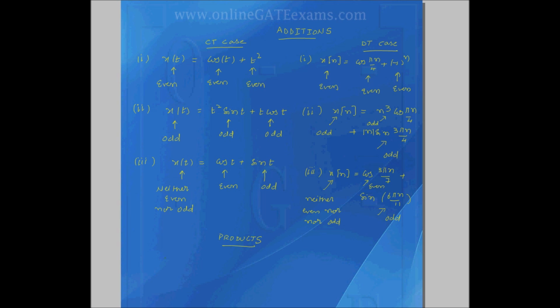Okay, so again for the continuous time case, the first example, let us take x(t) equal to t² sin(t²). So it's t² into sin(t²). Clearly this function is even and this function is also even. So clearly the resulting signal is an even signal.